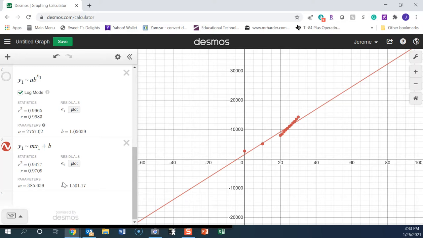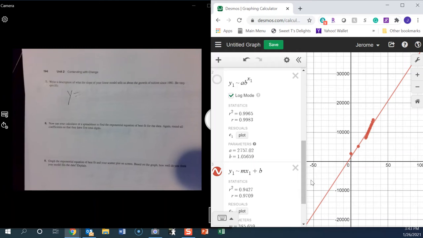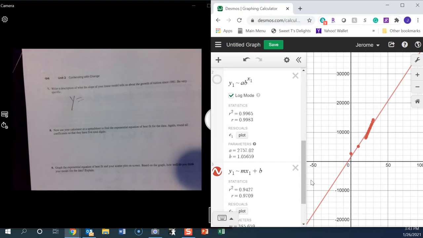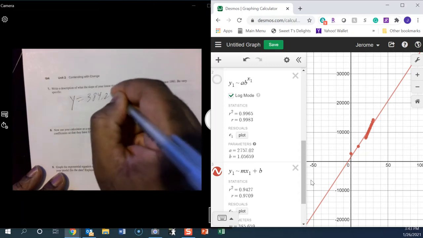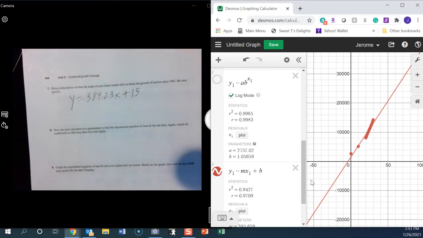Okay, now we come to the back here. It says, write a description of what the slope of your linear model tells you about the growth of tuition since 1981. Well, if we write out our equation, oh, you know what? I didn't pull the camera back up. Okay, can you all see both screens now? Yep, I can. Okay, thank you. Okay, now it says write a description of what the slope of your linear model tells us about the growth of tuition since 1981. Be very specific. So this was our equation that we had got off of Desmos for the linear model. I think it was, wait a minute, let me look here.